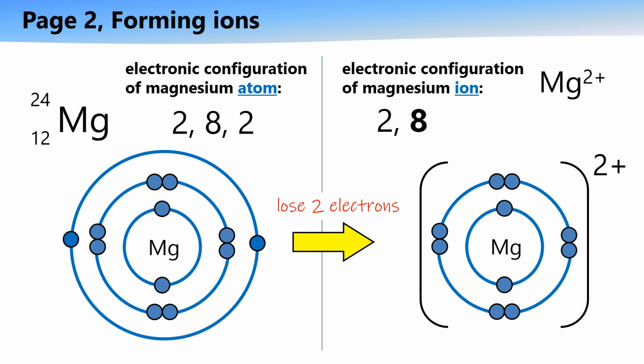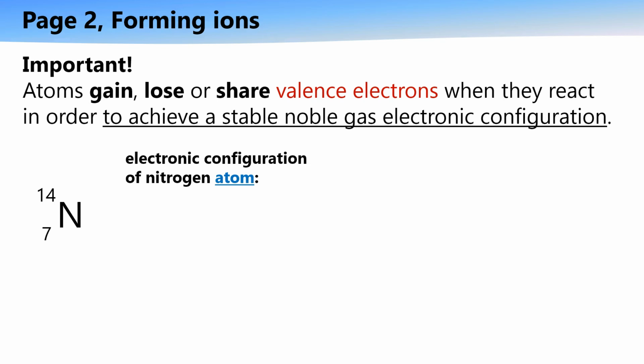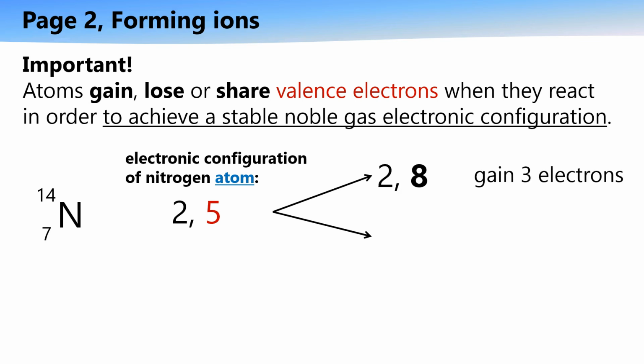Okay, once done, let's look at the next example, which is nitrogen. So the electronic configuration of nitrogen: we look at the proton number 7, so it will be 2,5. So for nitrogen to become stable noble gas electronic configuration, when it reacts, it can either become 2,8 by gaining 3 electrons, or it can become 2 by losing 5 electrons.